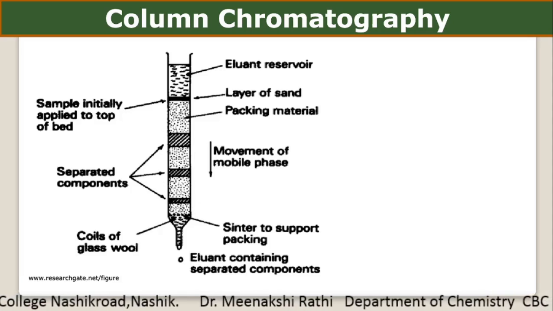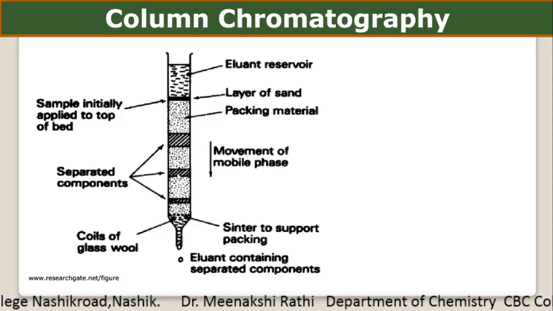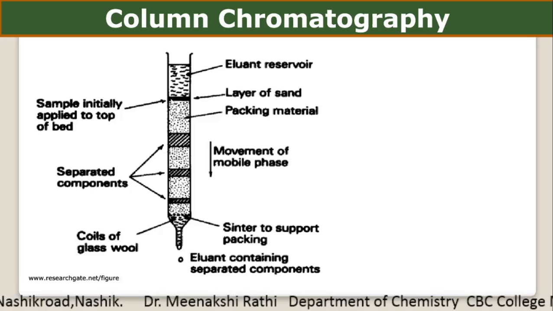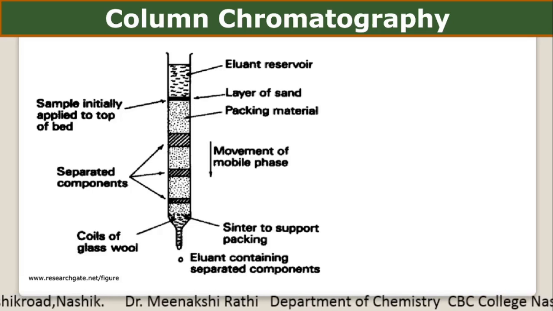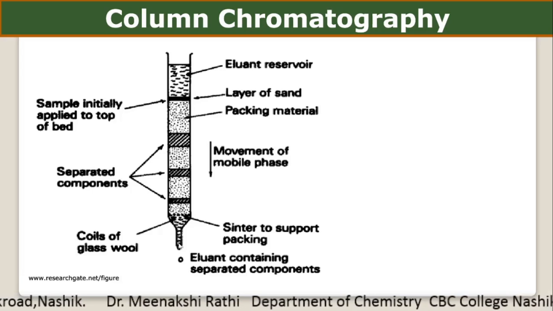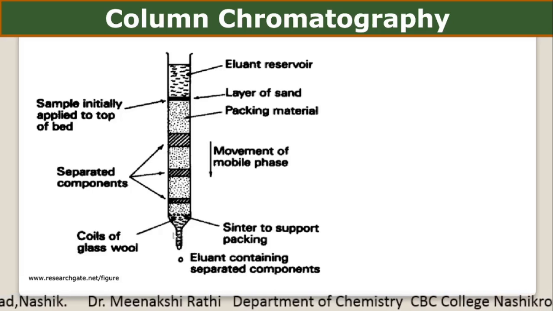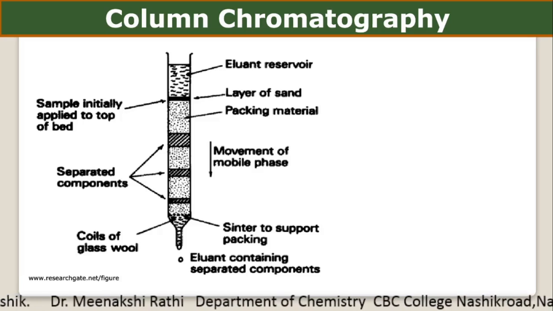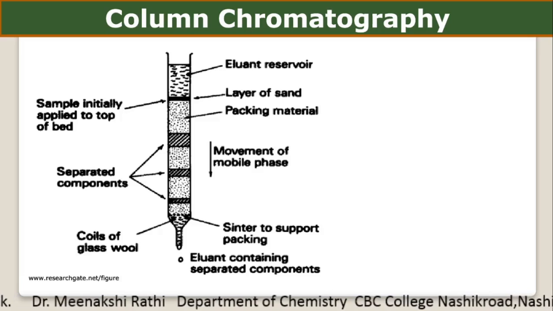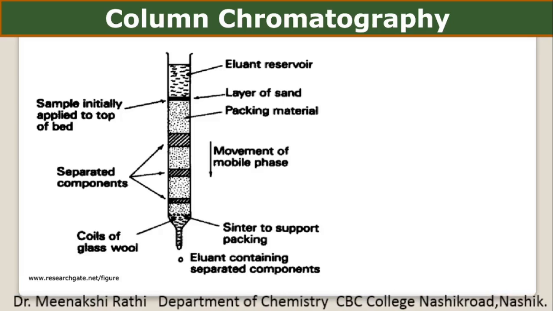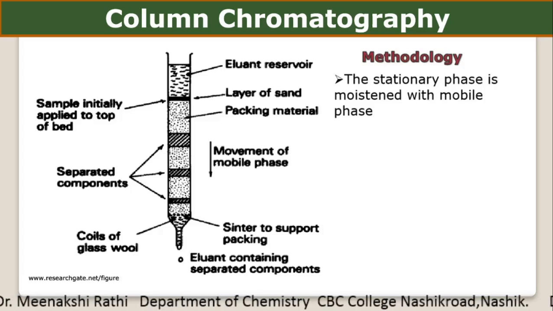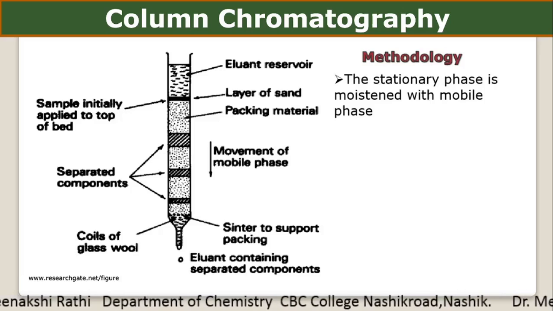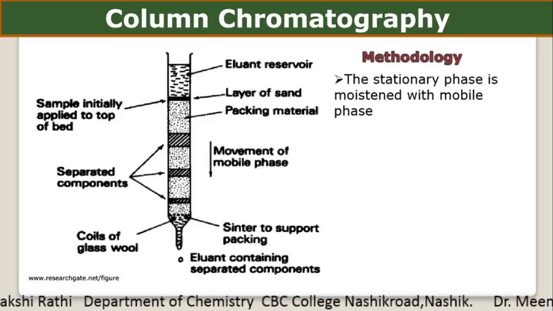You can see the stationary phase particles are of the same size. Then a layer of sand is kept on top, and at the bottom there is wool, so that the column material cannot get removed easily. Now here, first, the stationary phase material is moistened with mobile phase.